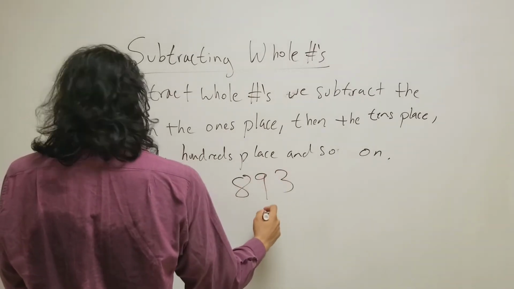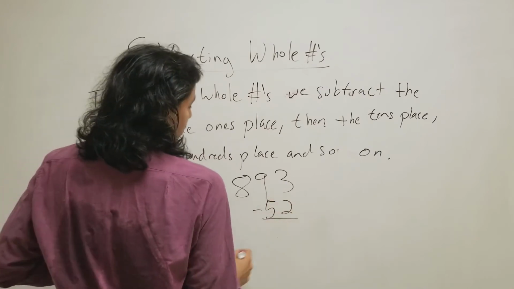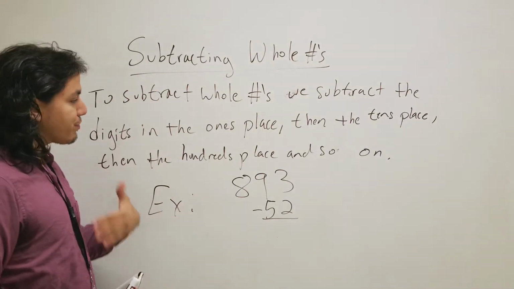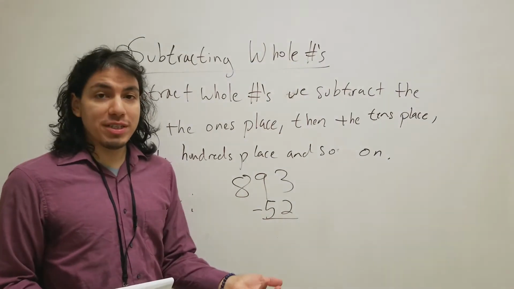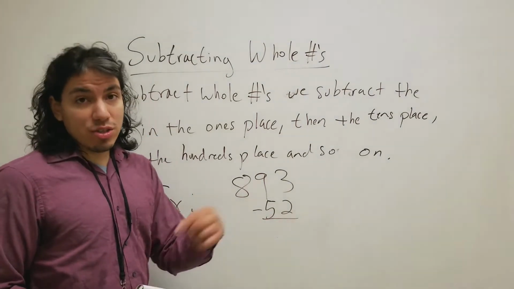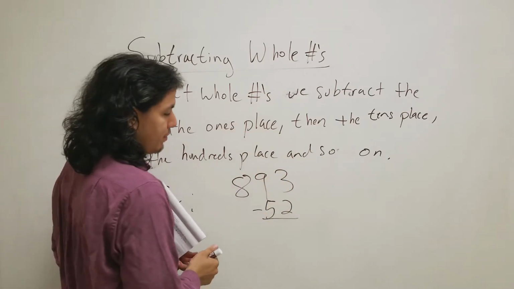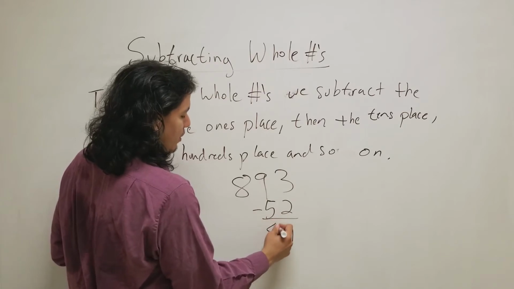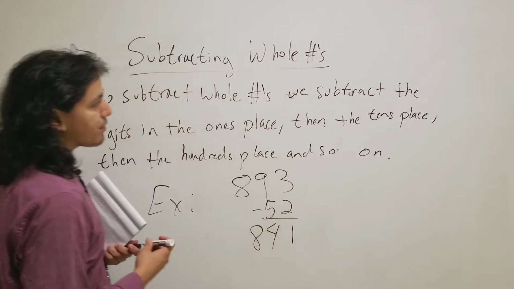So let's say we have 893 subtracted by 52, right? Just like it states here, subtract each place value. Just like how you would add up place values, you do the same thing, just you take away. So 3 take away 2 would be 1. 9 minus 5 would be 4. So your answer would be 841.